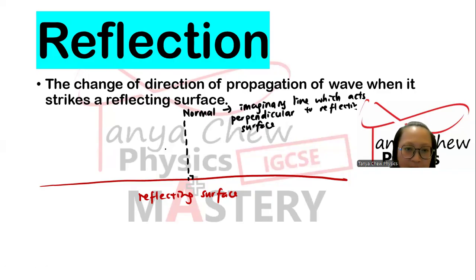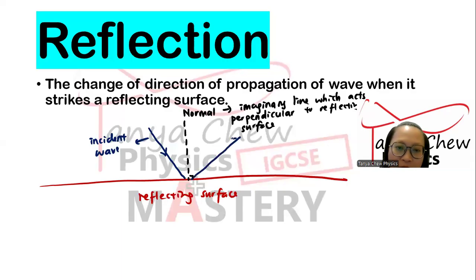Okay, and then check. Okay, this is the light ray that is coming. You have to put arrow, right? Light ray is striking on the reflecting surface. This ray, if this is a light, then this is called light ray. But if this is just a wave, then you say this is incident wave. And then wave that is directed away from the reflecting surface is called reflected wave.